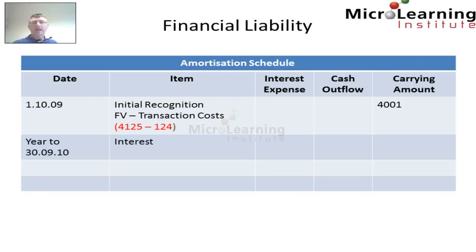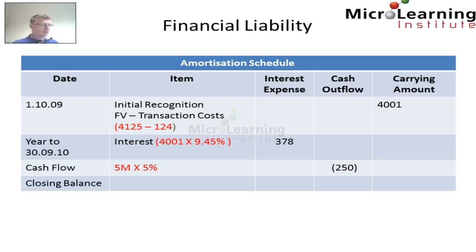In the year to the 30th of September 2010, this debt component accrues interest at the effective interest rate. And again, the effective interest rate, considering transaction costs, we're told in the question, is 9.45%. So consequently, the interest that we recognize, and of course this goes to the P&L as an expense, is $378,000. Next, we pay some cash to offset that accumulated liability, and the cash that we pay is based on 5% of the par value of the loan note, and 5% of $5 million is $250,000. So the closing balance at year end 30th of September 2010 is actually $4.129 million.